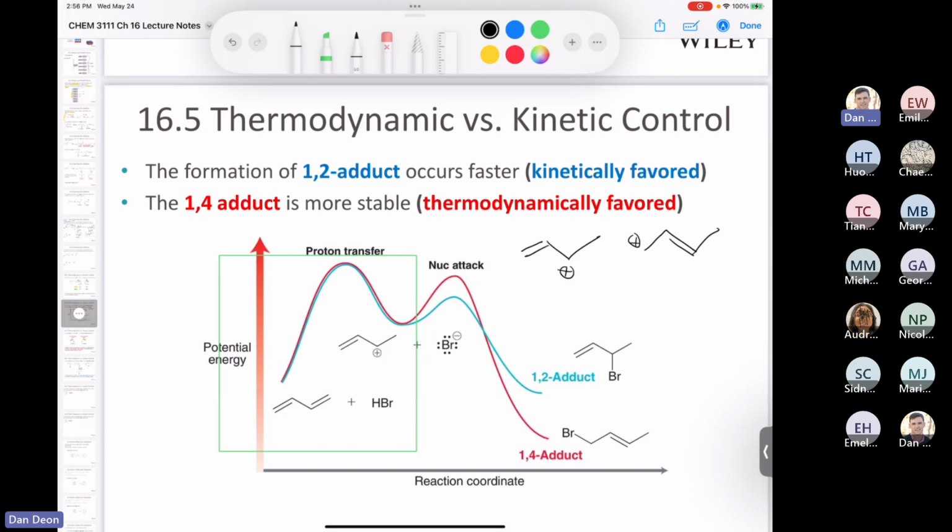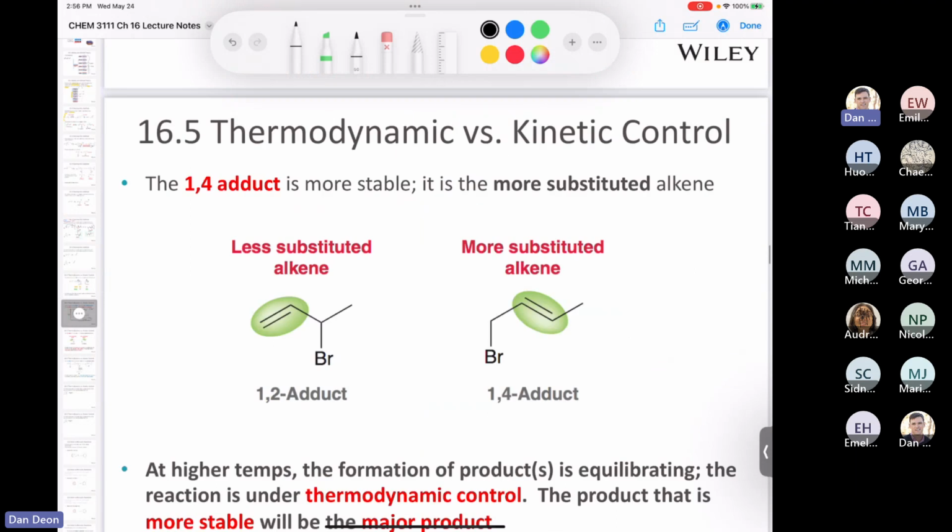Well, you see that if you form the 1,2, it occurs at a low temperature. Why? Because it's got a much lower activation energy. If you do it at a higher temperature, then there's going to be an equilibrium. Are you going to make some of the 1,2? Yes, but there's going to be an equilibrium where it can go back and forth, and eventually it's going to lie to the side of the one that is more stable, right? So thermodynamics is going to come and be the deciding factor in that case.